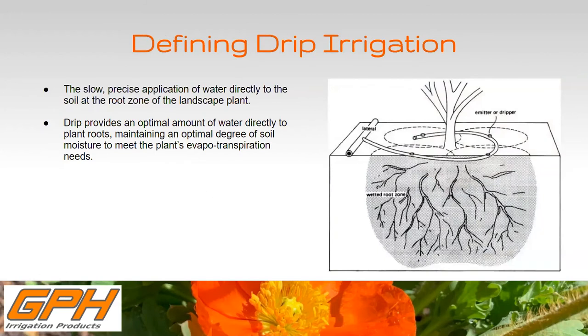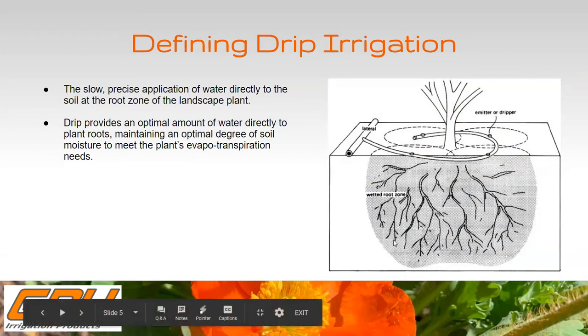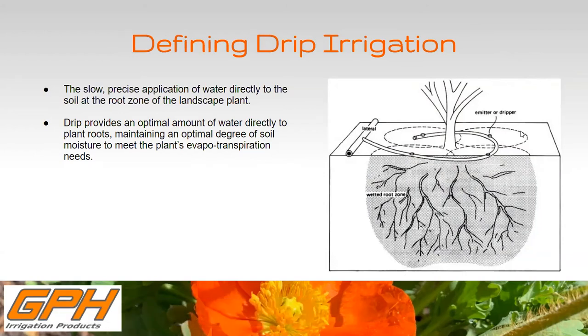Just a quick definition of what drip is. Drip is a concentration on the plant's root zone. So it's providing water to the roots of the plant. And you can see in this diagram here, this is the perfect wetting pattern, but that's the base of it. It's very efficient, and it's concentrating on the roots, and that's what we need to do with plants.